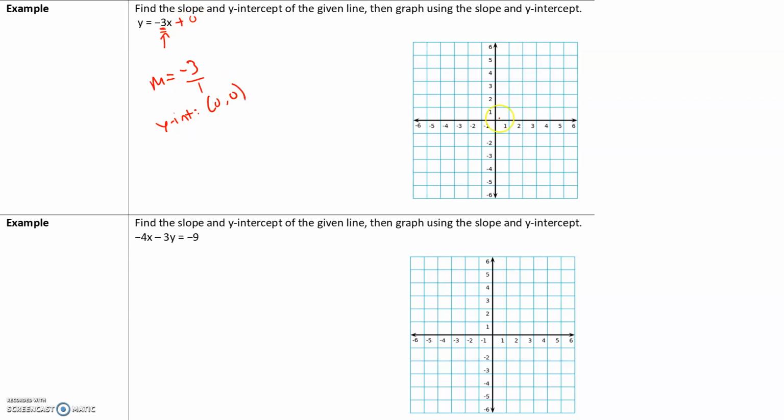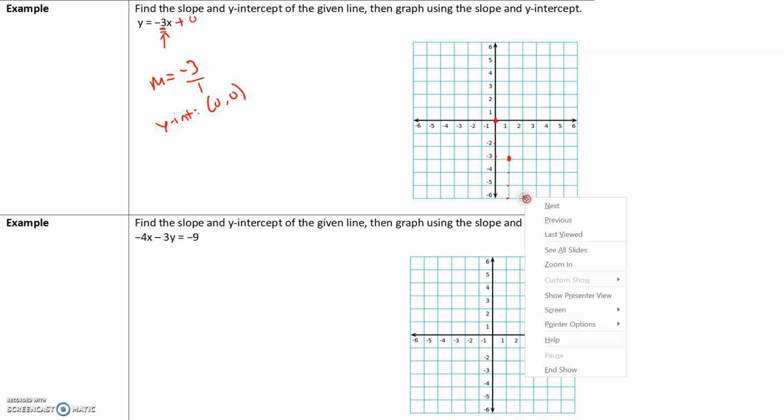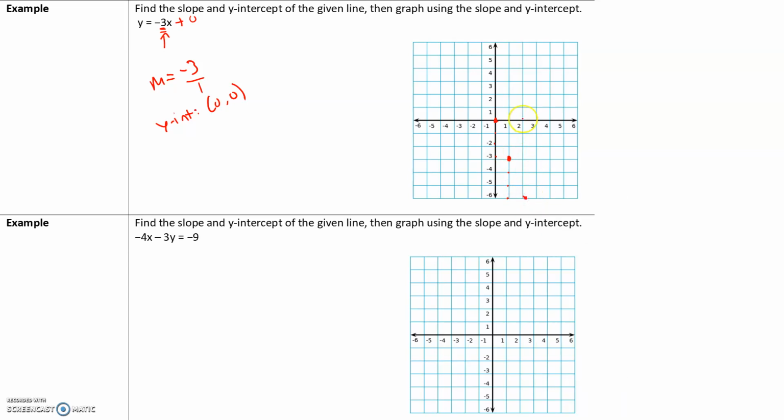So to graph the line, we start at 0, 0. And our slope is -3/1, so we're going to go down 3, 1, 2, 3, and go over 1. Once again, we can go down 3 and go over 1. And if we connect these points, we will get our line. It has a y-intercept of 0, and the slope is -3/1.